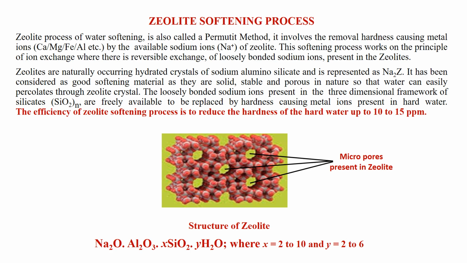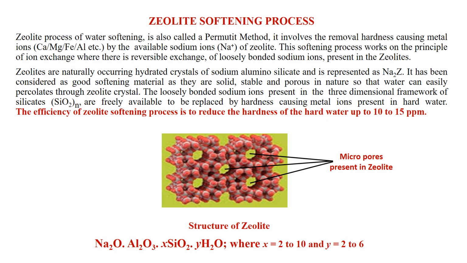The efficiency of the zeolite softening process is to reduce the hardness of hard water up to 10 to 15 ppm, while in the case of the lime soda process, the hardness of hard water is reduced only up to 30 ppm. So, this zeolite softening process is a better process of water softening than the lime soda process.